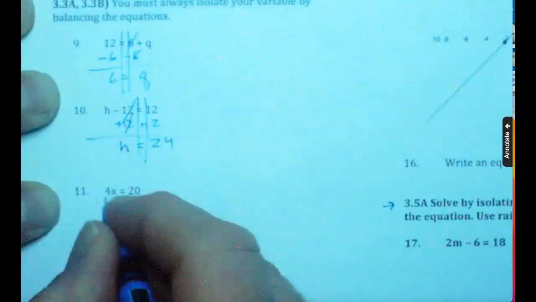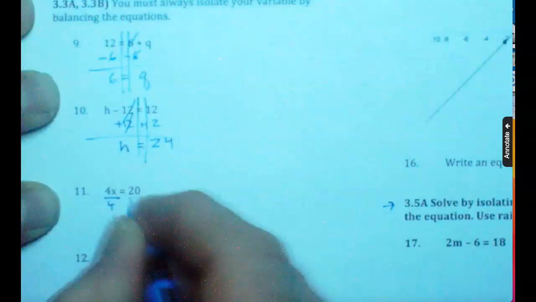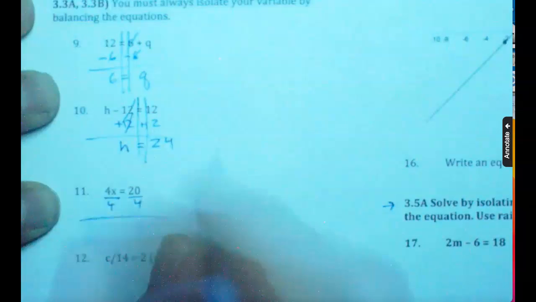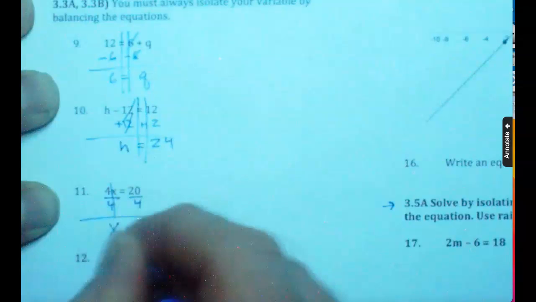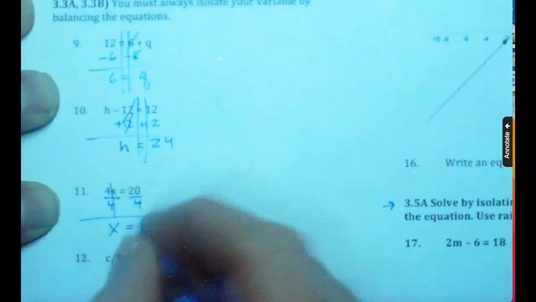All right, so we have 4 times the number x equals 20. Well, the opposite of multiplication is division, so we're just going to divide both of these by 4. Notice how I use the division bar. 4 divided by 4 is 1x, or just x. 20 divided by 4 is 5.